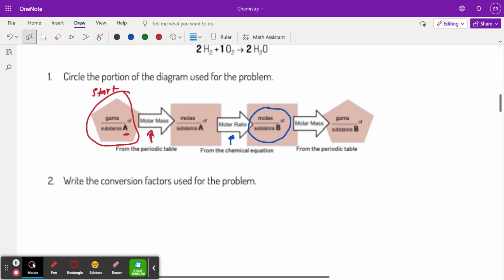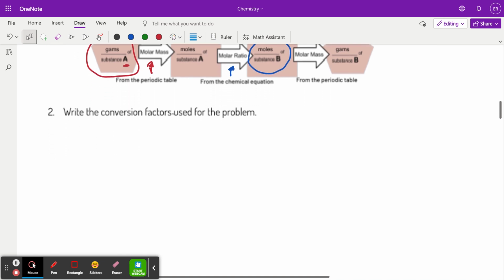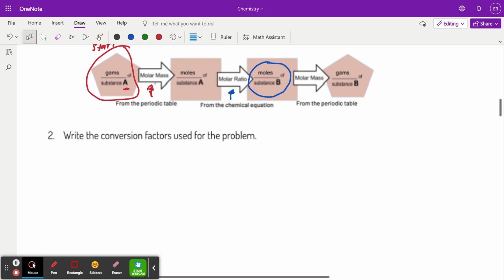So now let's go ahead and write out our conversion factors. Remember how I said Google Translate, we're going from one language to another. These conversion factors are our Google Translate. So we have to find out what our Google Translate is for the first one and what it is for the second one. Let's start with molar mass.